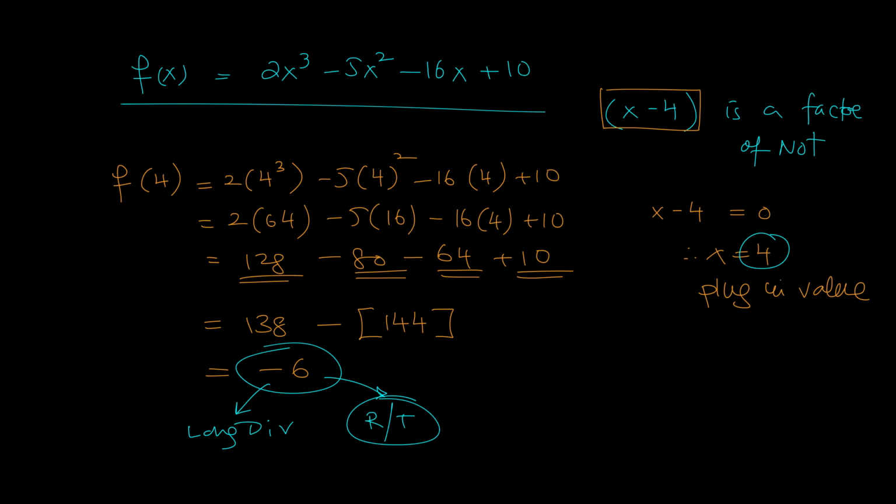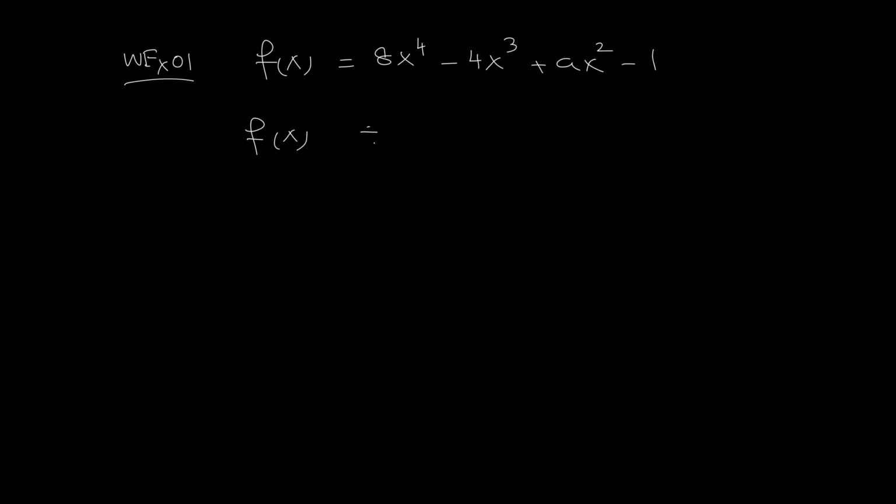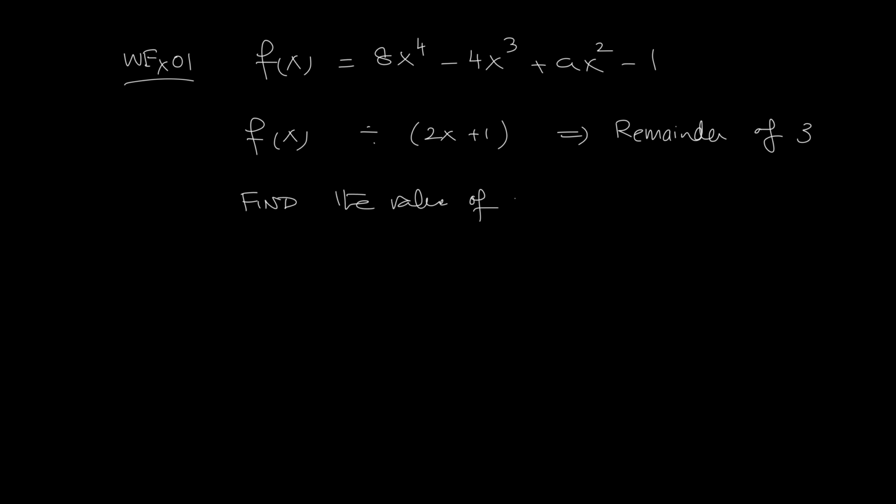Now this concept can be applied in solving questions in either one unknown or two unknowns. Let's start with the first question. A polynomial is given as 8x to the power 4 minus 4x cubed plus ax squared minus 1. And it's given that when this expression is divided by 2x plus 1, it leaves a remainder of 3. So what is the question? Find the value of a.